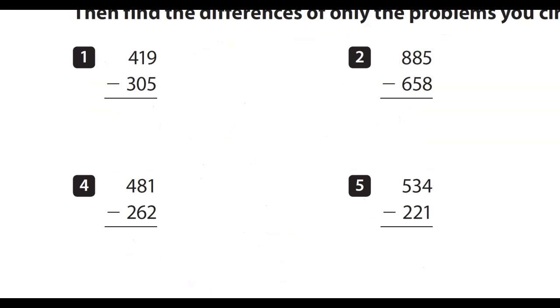And there's 15 problems on this worksheet. Okay, I'm going to do 2 examples for you. Okay, so 419 minus 305. Okay, so 9 minus 5. Can I do that? Yes. So it's 9 minus 5, 4. Okay, 1 minus 0, 1. 4 minus 3, 1. I'll do the first one for you.